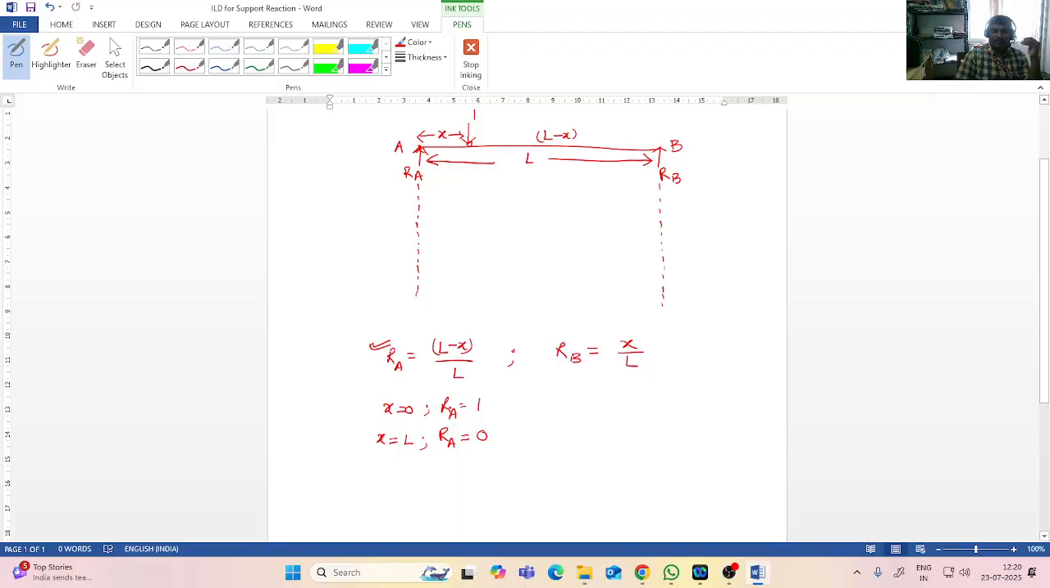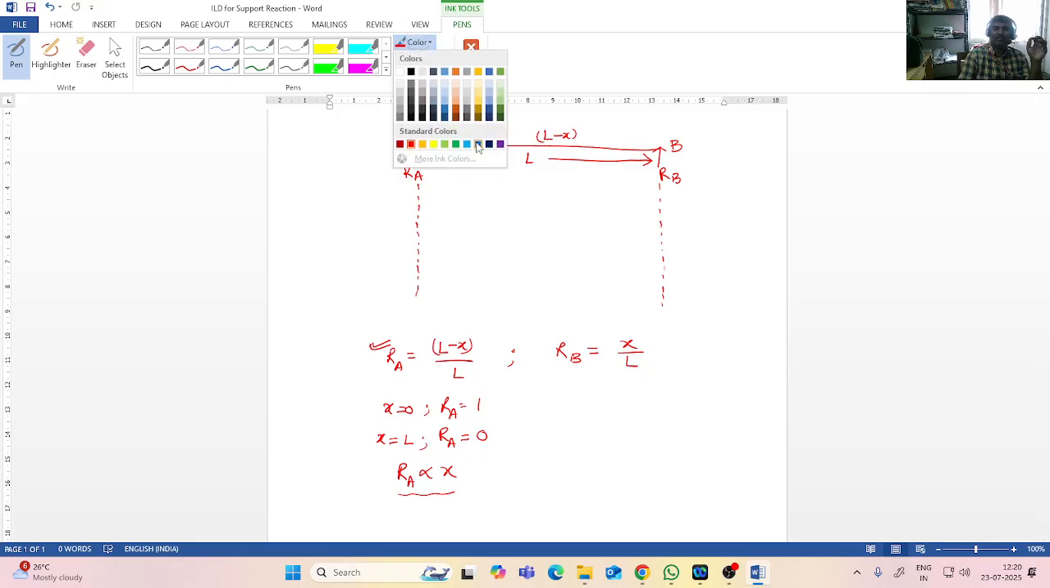Whether the variation from 1 to 0 follows a straight line, parabolic or cubic pattern will be known by looking at this equation. Reaction at A follows proportionality with x. So by observing that RA is proportional to x, we can assess the pattern the RA values should follow from A to B.